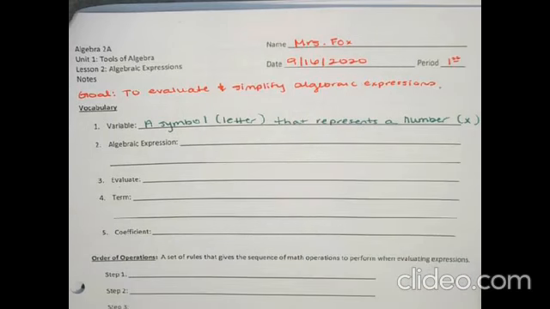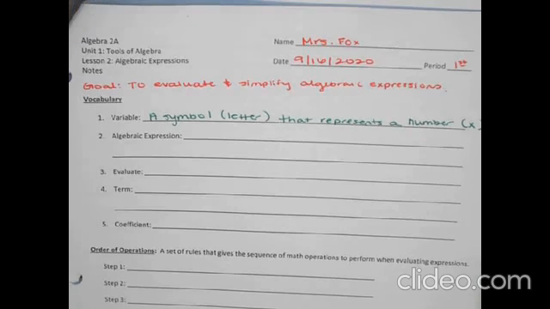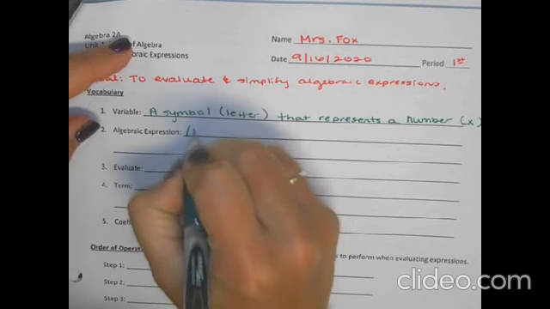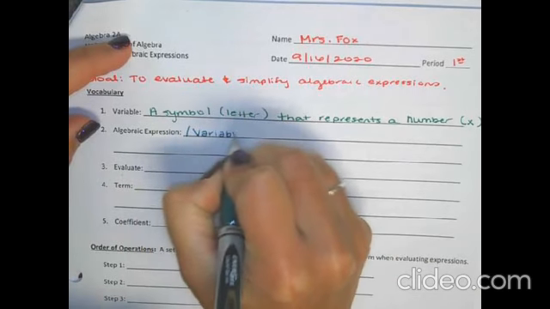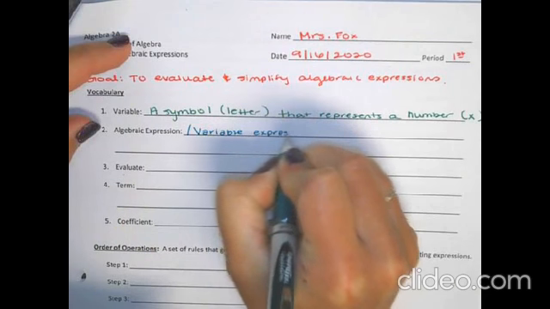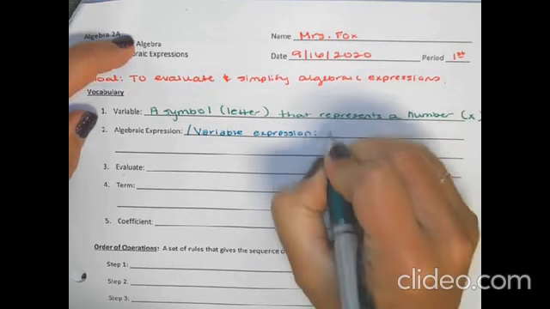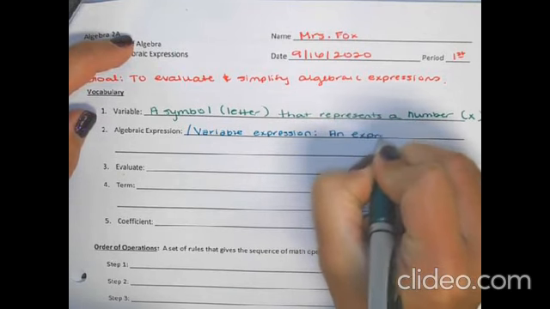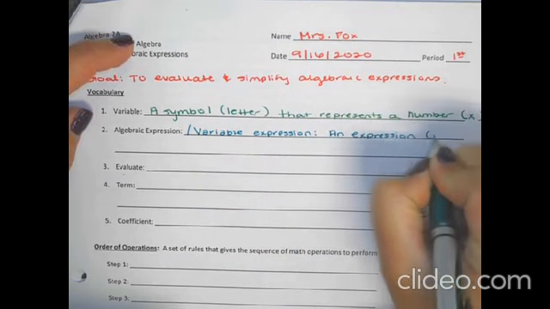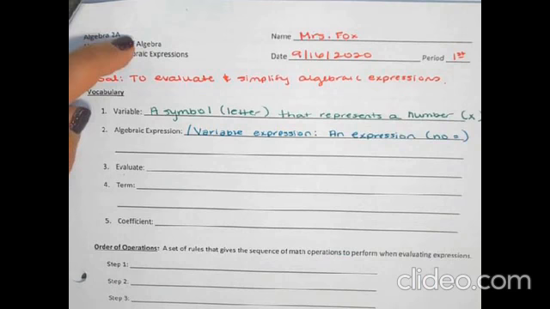Okay, so the goal is to evaluate and simplify algebraic expressions. A variable is a symbol or a letter that represents a number. A lot of times we use X. An algebraic expression is also sometimes called a variable expression. This is an expression, which means there's not an equal sign, and it's going to contain variables.